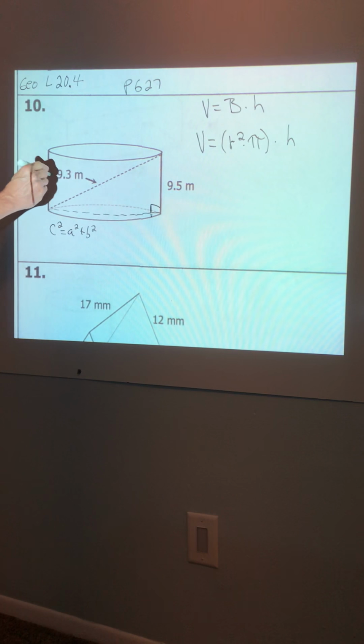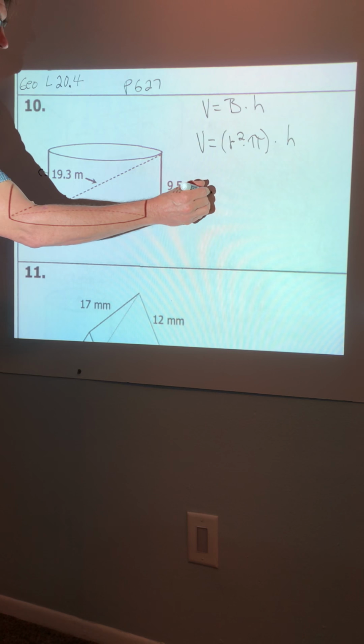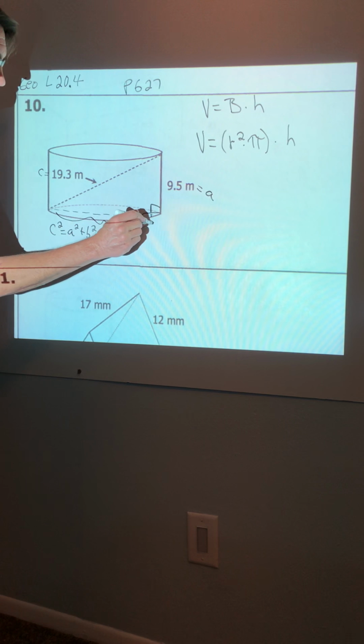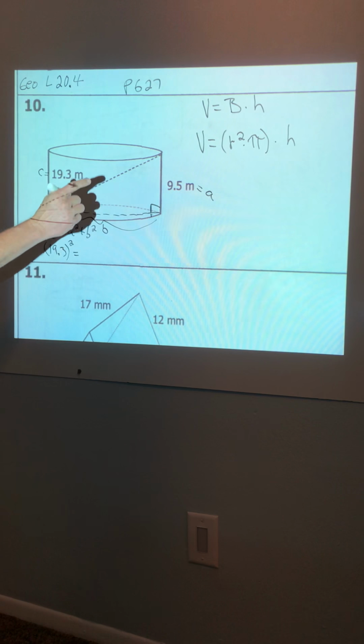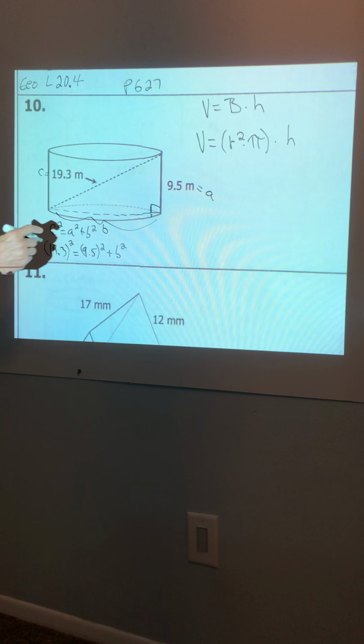19.3 is across from the 90, so that's your C value. This can be A or B, so I'll just make it be A. And look, you're missing this diameter right here, so that is going to be your B value. All right, let's plug these babies in. So C is 19.3, that's the hypotenuse, we're going to square it. Put your equal sign. A is your 9.5. Don't forget to square it. Plus B squared.